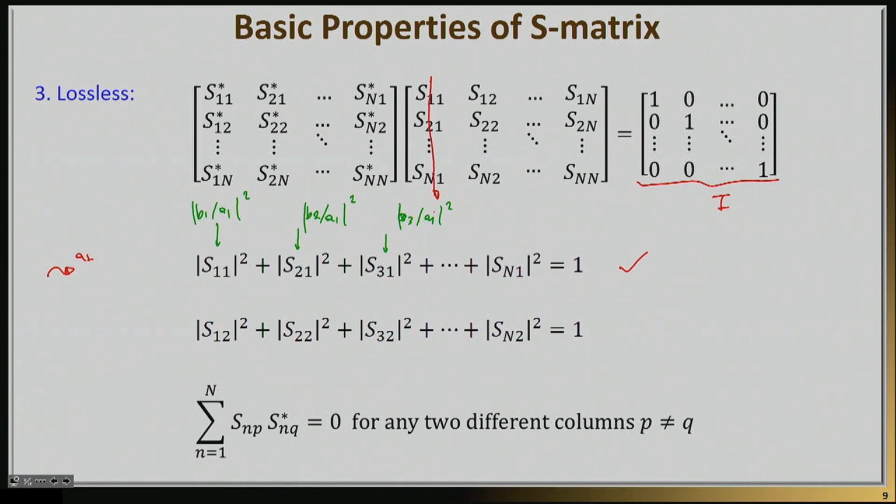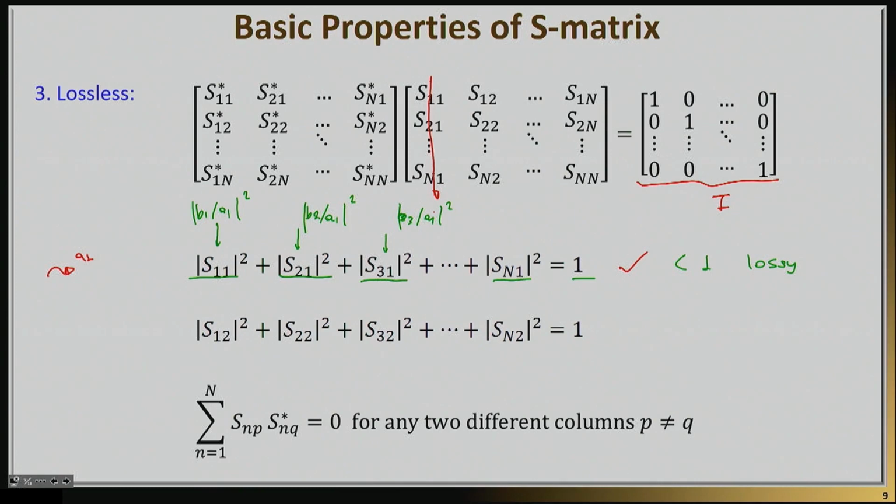If you feed the network from port 1, that power will either be reflected into port 1 or will go and exit from one of the other ports. So when you sum all of these numbers up, you must get equal to 1. If this sum is actually less than 1, this network actually is lossy. It means some of the power did not make it out. It was actually consumed in the network.